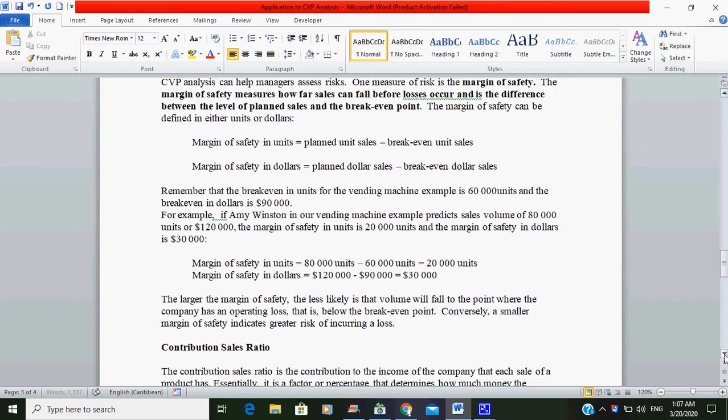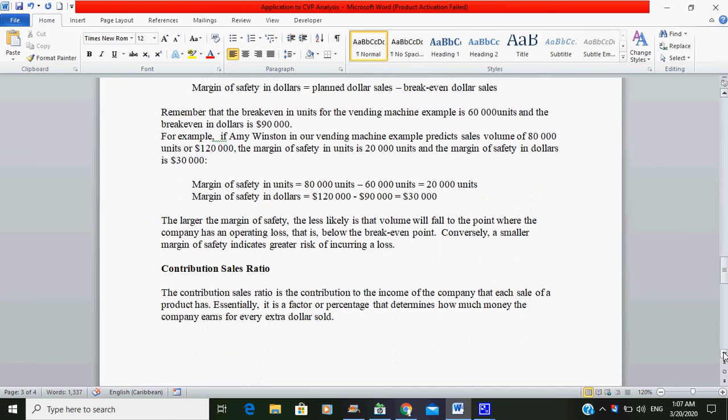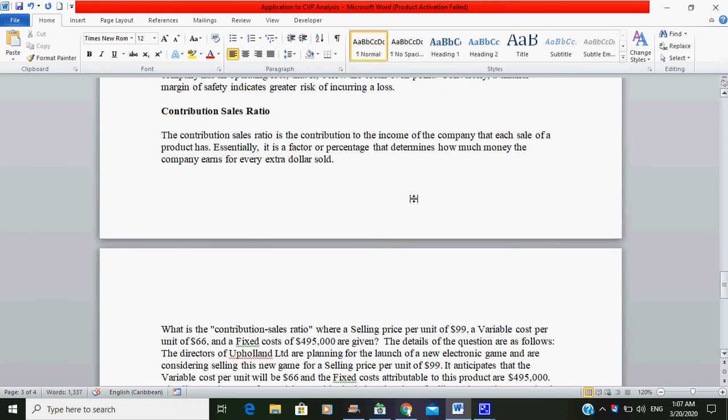Alright? The larger the margin of safety, the less likely it is that volume will fall to the point where the company has an operating loss. That is below the what? Break-even point. Conversely, a smaller margin of safety indicates greater risk of incurring a loss. We're going to continue and look also at contribution sales ratio, which we kind of went through previously, but we're going to just finish it off now.